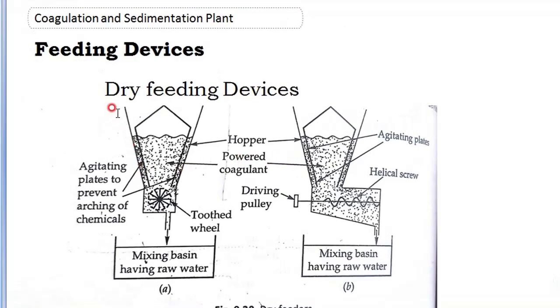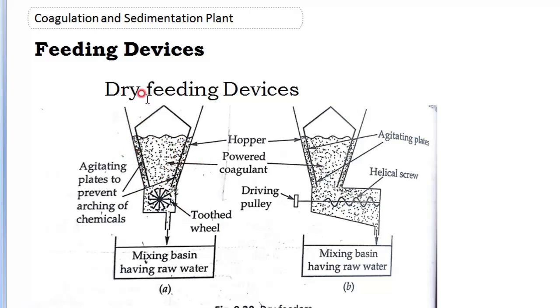Now we will go through the dry feeding device. Here it is somewhat conical in shape, and at the bottom there is a tooth wheel. Some wheel will be there, and this entire thing is powder. That powder is kept here.